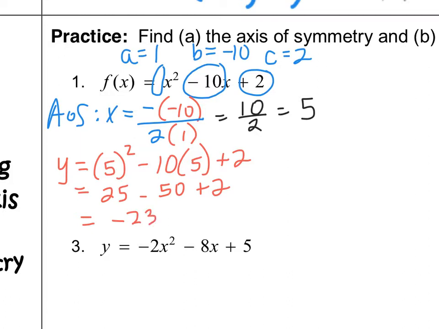So my vertex is (5, negative 23). I'm just using my axis of symmetry formula to find the x value of the vertex, and then I'm plugging it in to get the y value of the vertex. Okay, I want you to do number 2 on your own. Pause your video while you do it and then check back for the explanation.